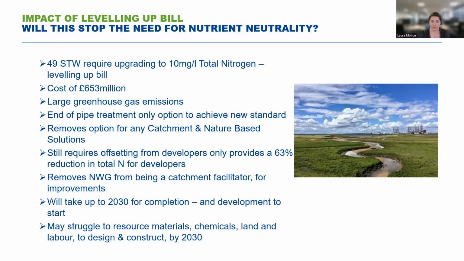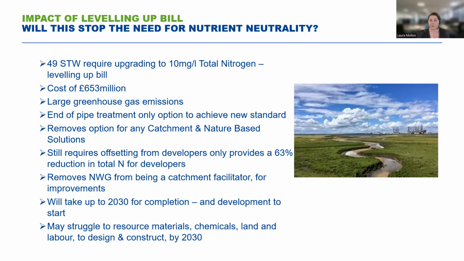We'd really like to do these catchment and nature-based solutions, but it limits our opportunities if all of these catchments are designated. It still requires offsetting from developers. So although it'll be 27 milligrams down to 10, that's about a 63% reduction, there still will be that 10 milligrams a litre for developers to offset as well.